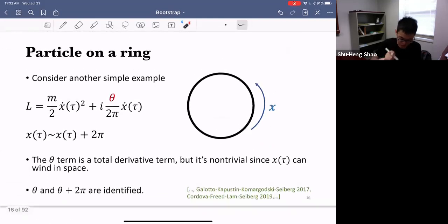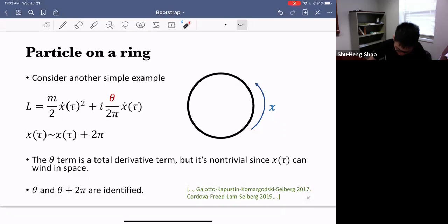Okay. The second example, which is also a quantum mechanics example, is a particle on a ring quantum mechanics. This was nicely discussed in these papers. I'm sure there are earlier references, but I think it was put into this new perspective in these papers. So what is this quantum mechanics?